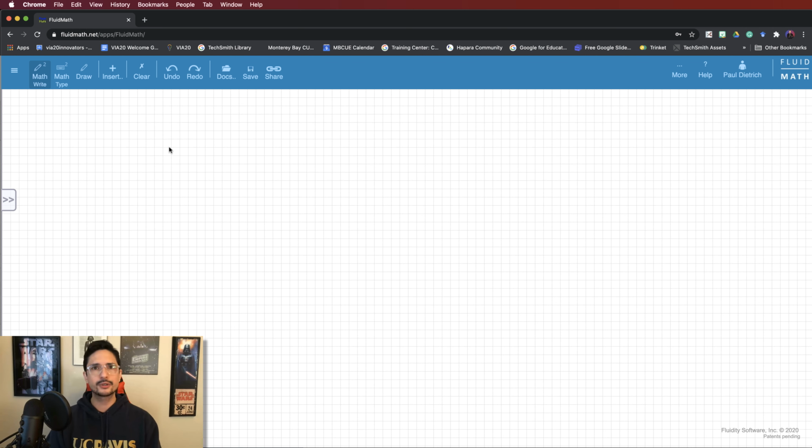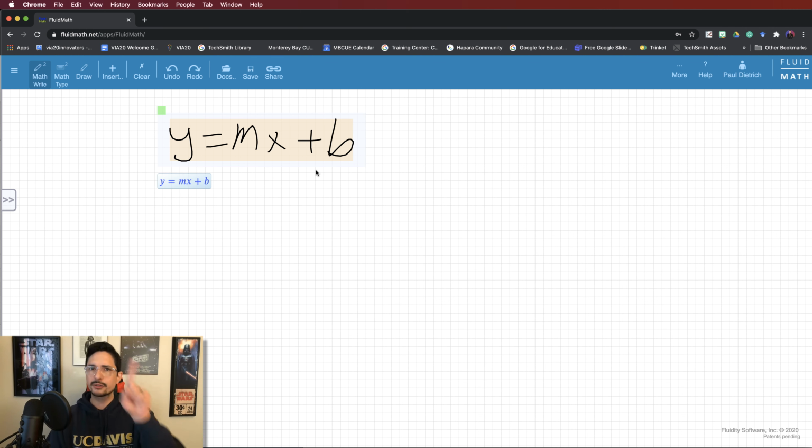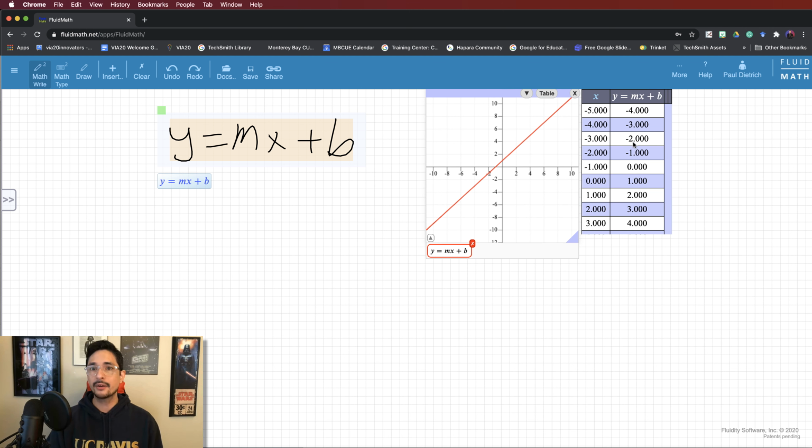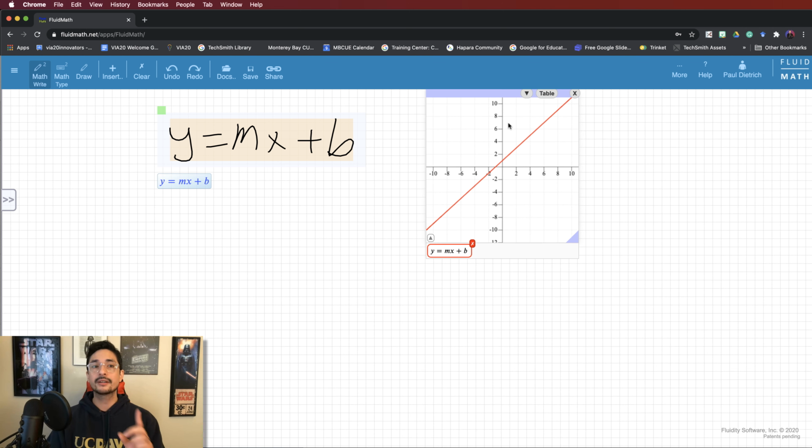Even if I have this, let's say if we're doing graphing, right? Let's just type in slope-intercept form. So we have y equals mx plus b. And so it shows the equation on the bottom, but I can do this little swooping motion. I swoop, and it graphs it for me. It makes this graph. There's a table of values that are also on the side, but here's the best part.